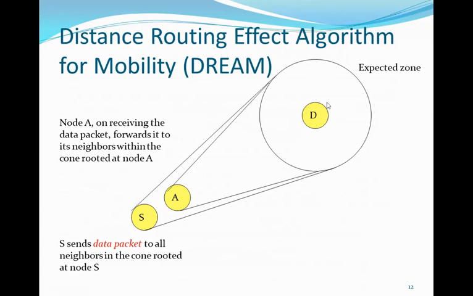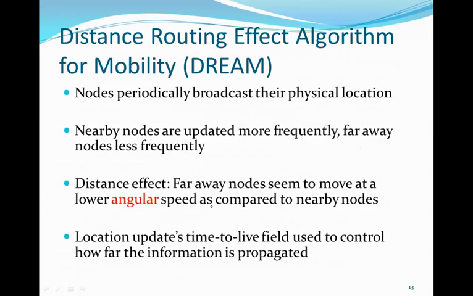So its data is also forwarded, and therefore there is some chance of misuse of this data, or intervention by any other node, or some sort of tampering may happen. So the expected zone you can see here is this cone for node D, and node S actually starts its route discovery process from here through node A, and node A further extends to the desired neighborhood and then gets the destination node. In the DREAM protocol, the nodes periodically broadcast their physical location.